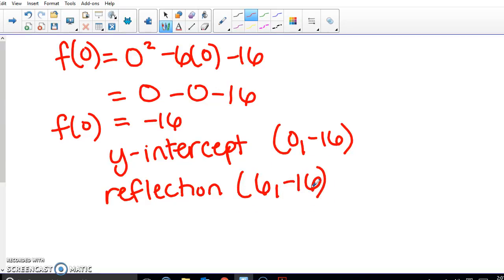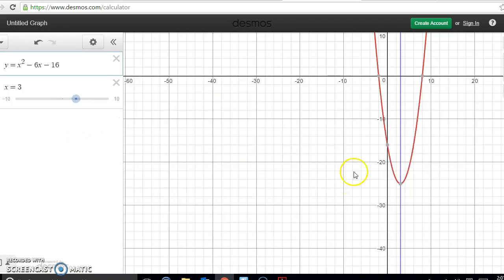And now using those points, the y-intercept, the reflection of the y-intercept, and the vertex, we can easily graph our function. We can just connect those dots and we have our parabola graphed.